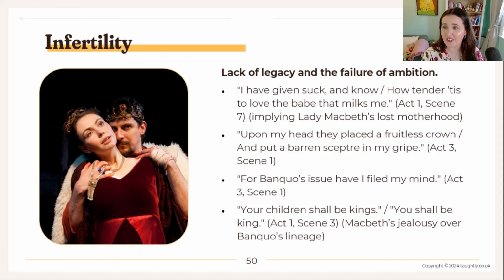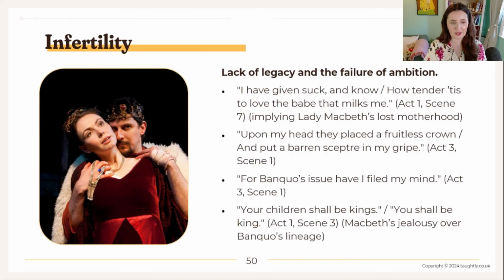Another example of the motif of infertility is when Macbeth says, "Upon my head they placed a fruitless crown and put a barren sceptre in my grip." So, okay, he is king, but he's got a fruitless crown, no children, and a barren, another word for infertile, sceptre, stick in his grip. "For Banquo's issue have I filed my mind." Banquo's issue meaning his children. So here Macbeth is saying, for Banquo's sons, I've destroyed my sanity, I've destroyed my chances of getting into heaven even. So why did he do all of this? Only for Banquo's family to profit from it.